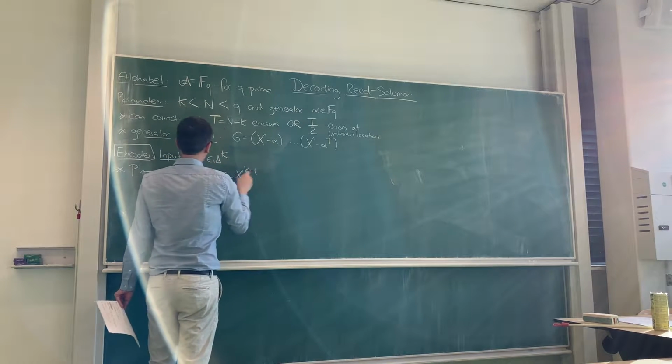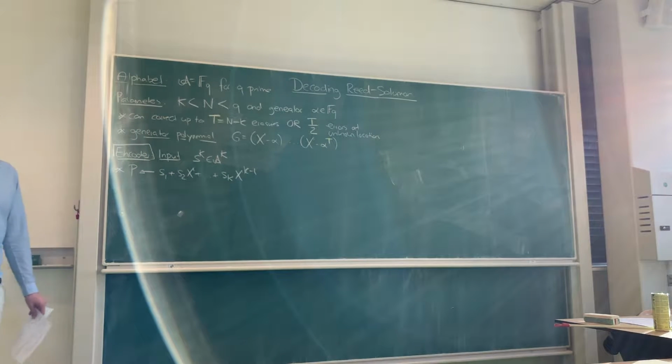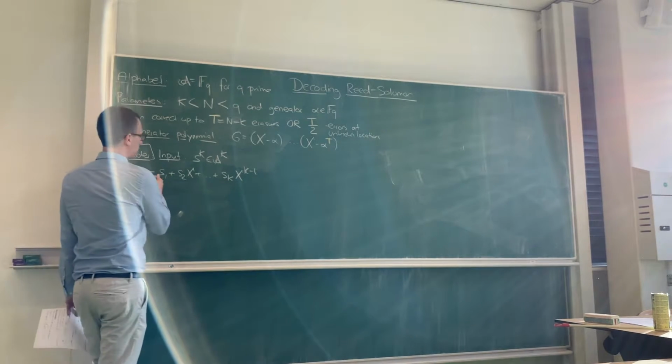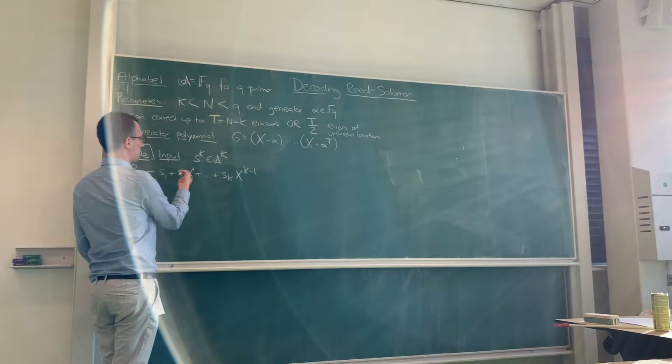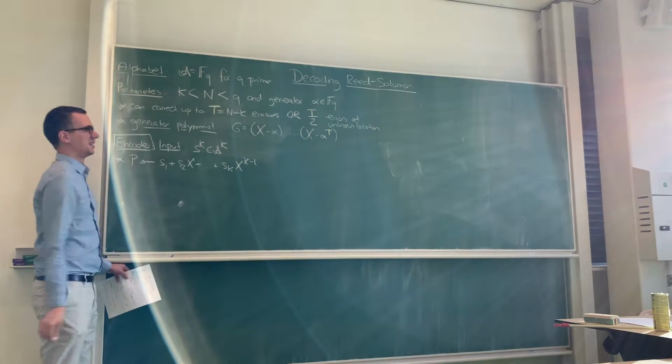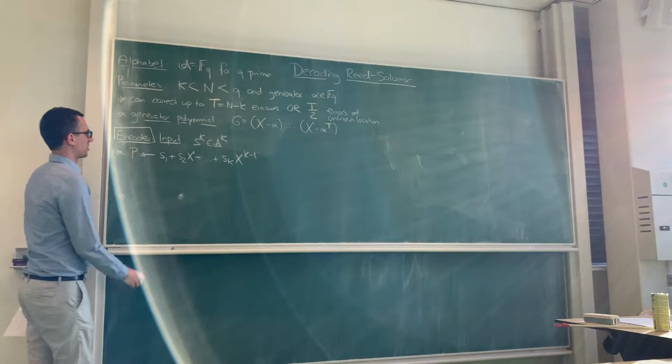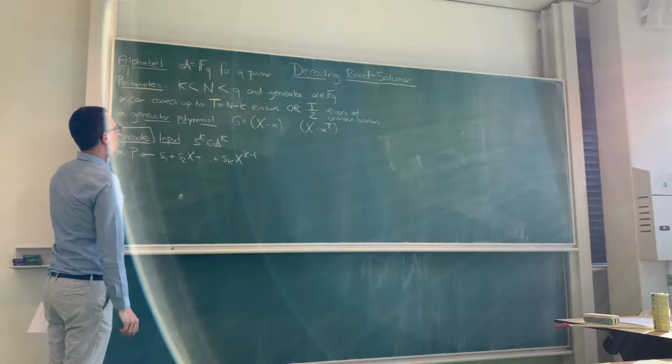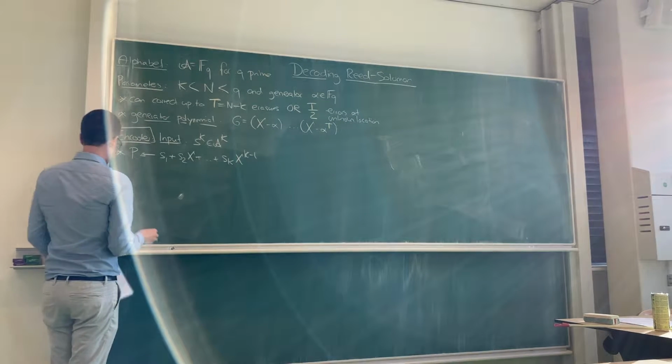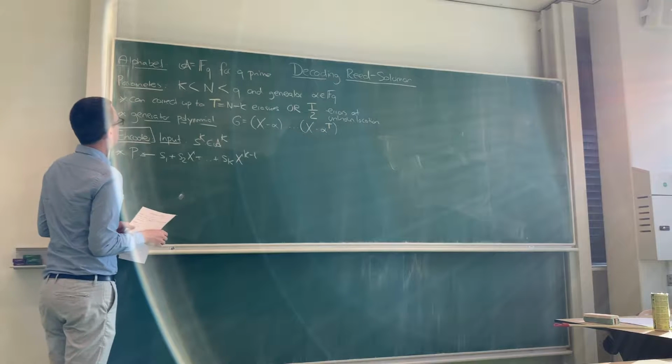And it would have been so nice to start indexing with 0. These things would have lined up much more nicely, right? That s0 would be the constant part, s1 would stand in front of x to the 1. Sadly, our book is indexing starting from 1. Okay, so that's a polynomial of this desired degree k minus 1.